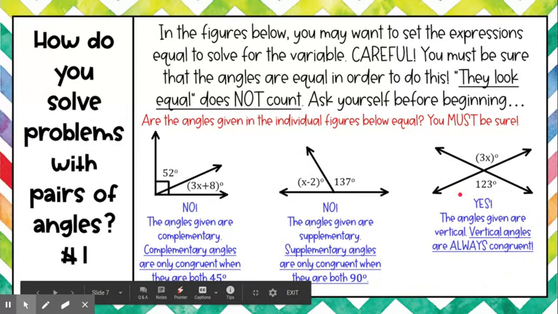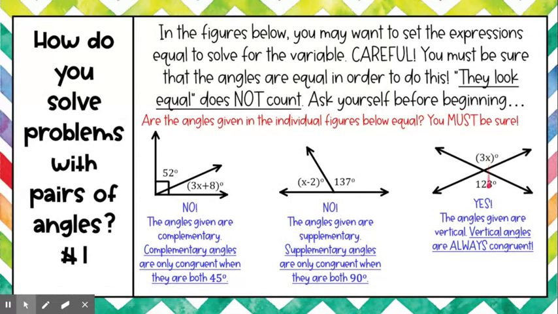So let's look at this third example. We're looking at vertical angles. And vertical angles are across from each other. And so we already said that vertical angles are always congruent. So 123 degrees is 3x degrees. These vertical angles are always congruent.